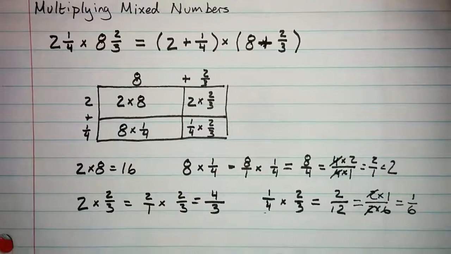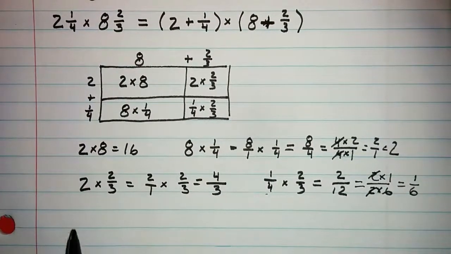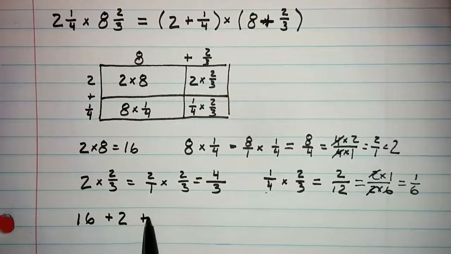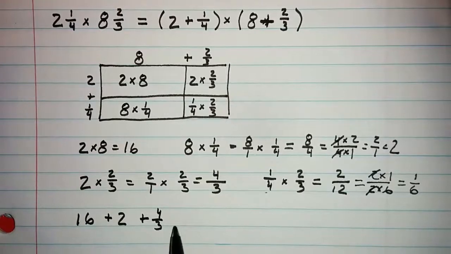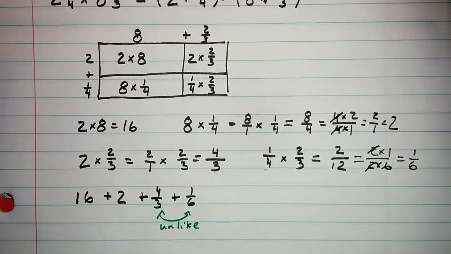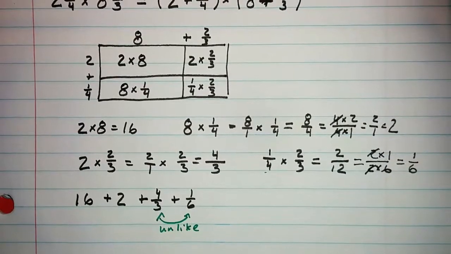So what's the area of the whole box then? It'll be 16 plus 2 plus 4/3 plus 1/6. All right, look at the bad things that happened here. The first bad thing that happened was these are unlike fractions. In order to add these, we're going to need a common denominator. Not insurmountable, but inconvenient.